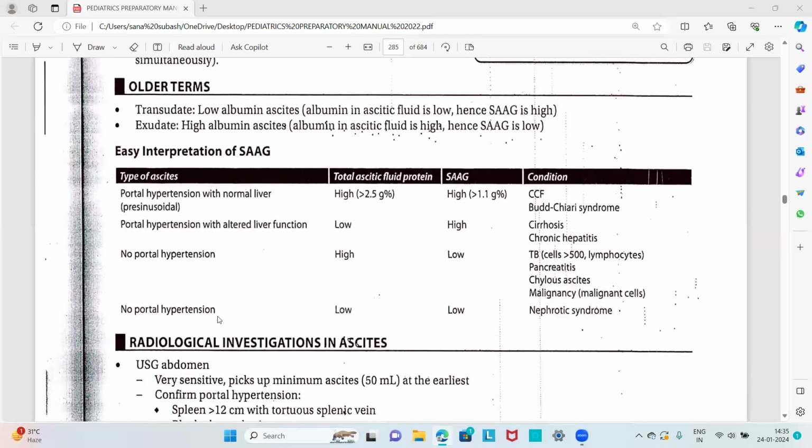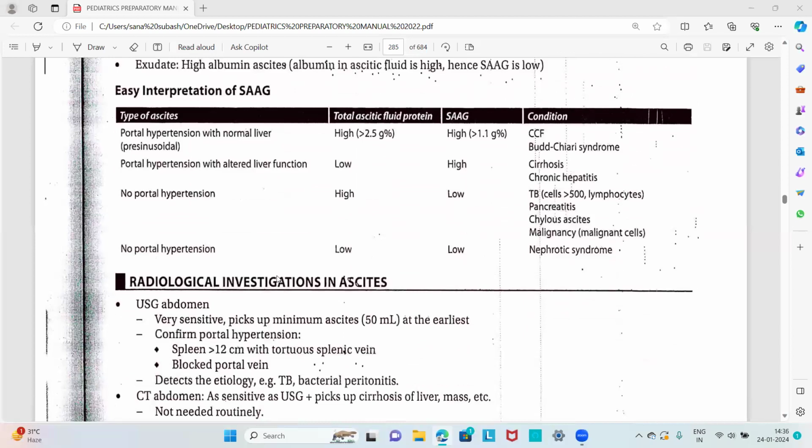Then, for easy interpretation of the SAAG, portal hypertension with a normal liver has total ascitic fluid protein greater than 2.5, very high, and SAAG value greater than 1.5 gram, and the conditions are congestive cardiac failure and Budd-Chiari syndrome. And portal hypertension with altered liver function has low total ascitic fluid protein and a very high SAAG value, and the conditions are like cirrhosis and chronic hepatitis.